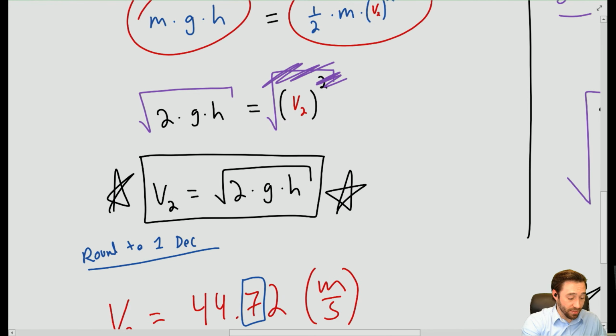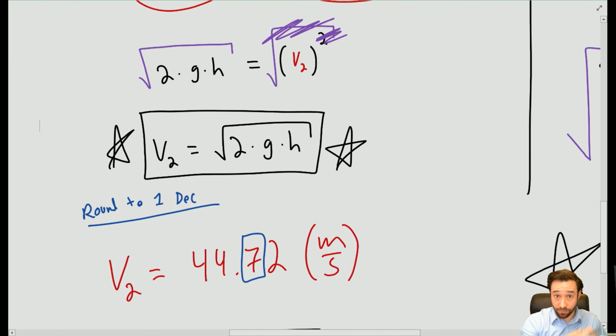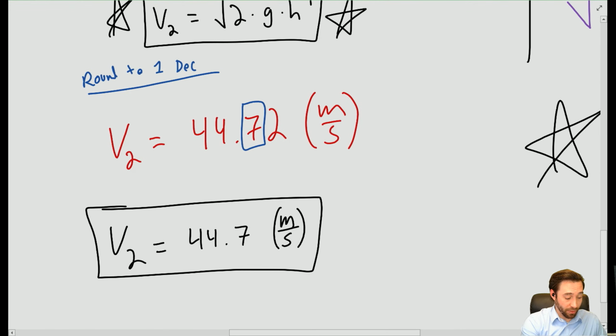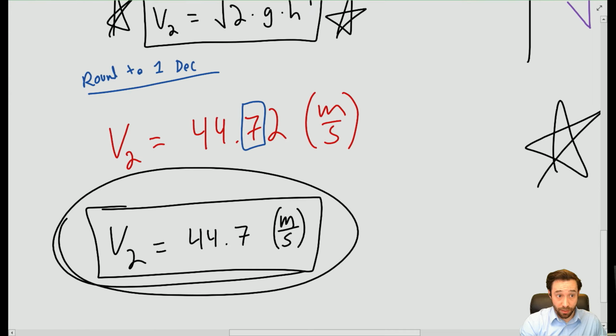And again, this is the final equation that you need. I then plug my known values into that equation. I rounded properly, and that's the answer I got right here.